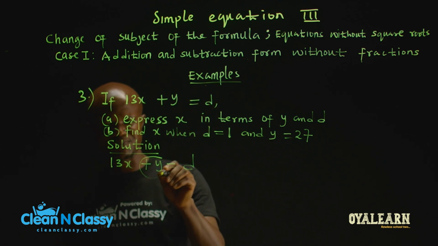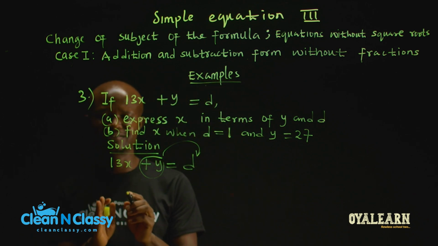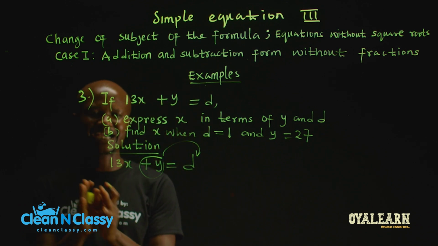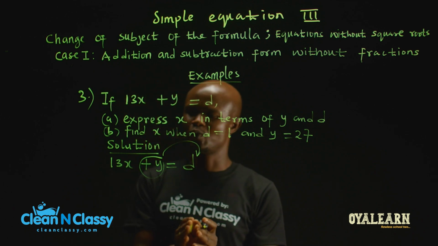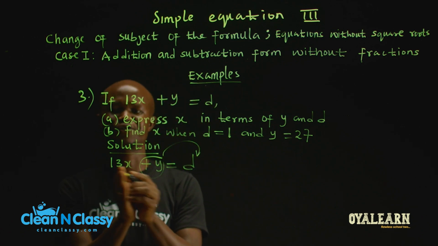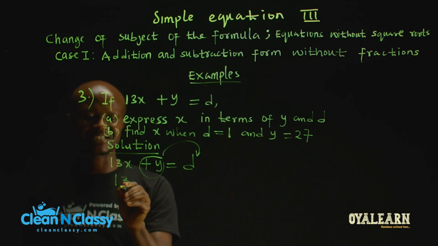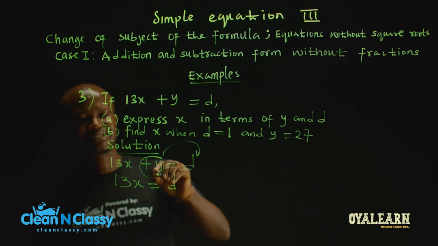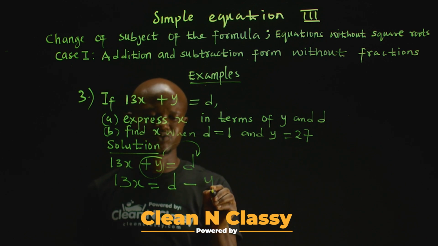We are going to move this plus y to the right so that we can make 13x to be either at the left-hand side or at the right-hand side. Now, we want to make 13x to be at the left-hand side. Then we need to remove plus y from the left-hand side and take it to the right. So we have 13x equals what? d. Taking plus y to the right, it will become what? Minus y.